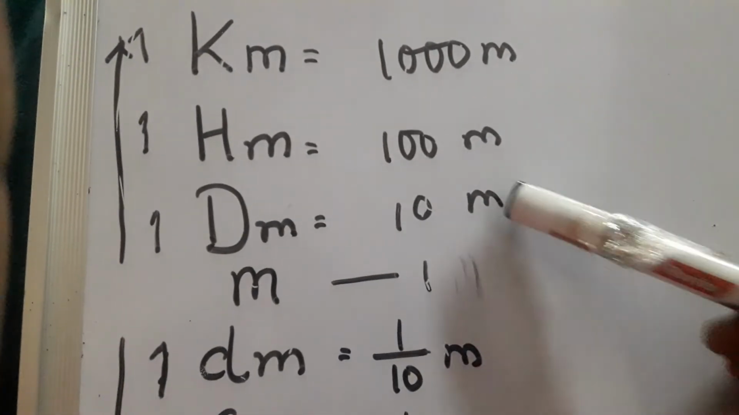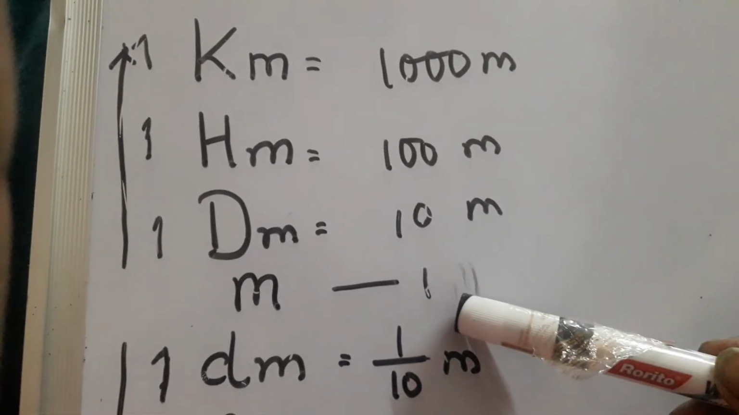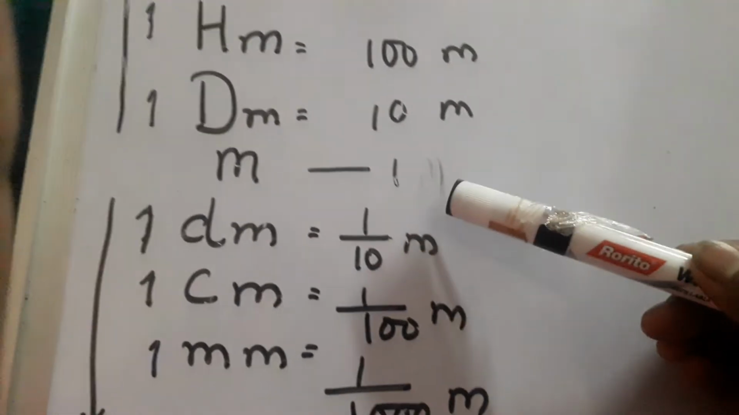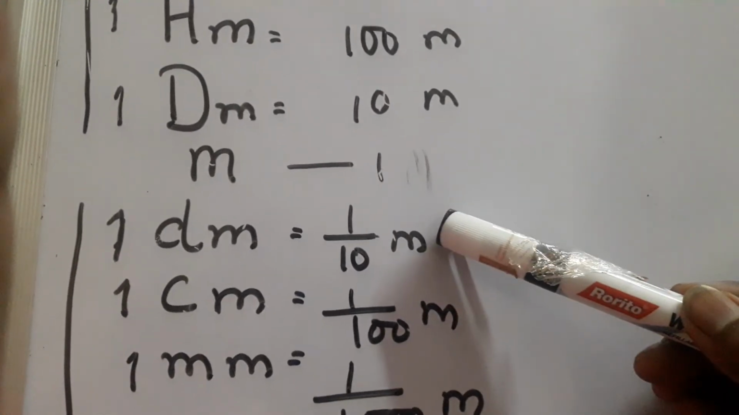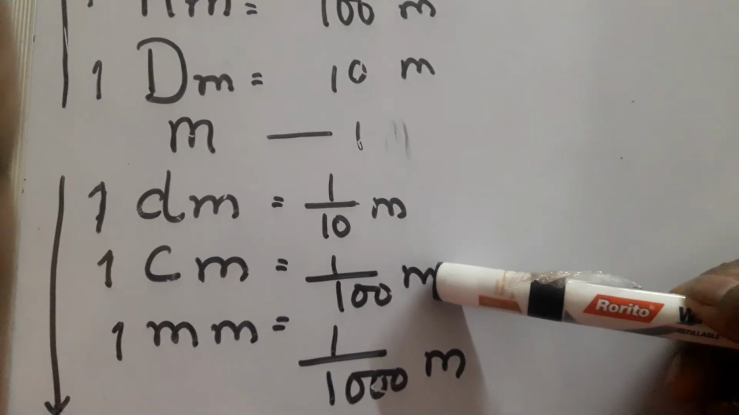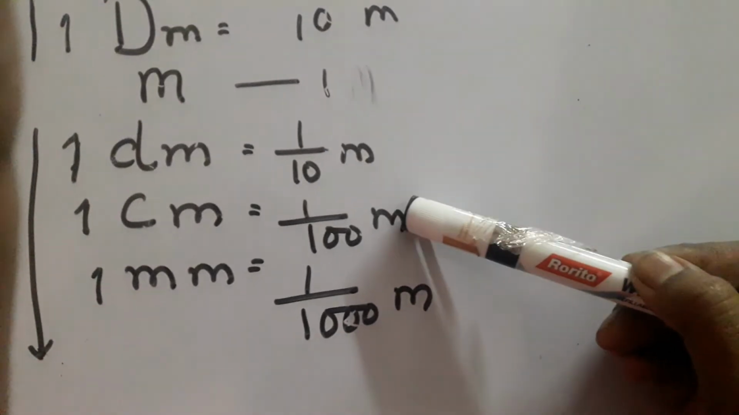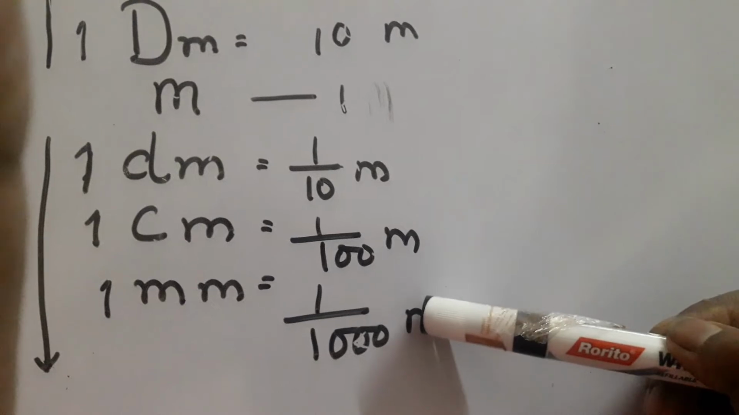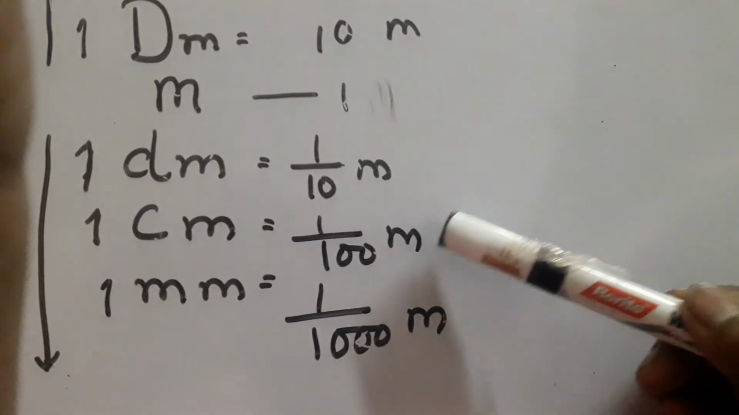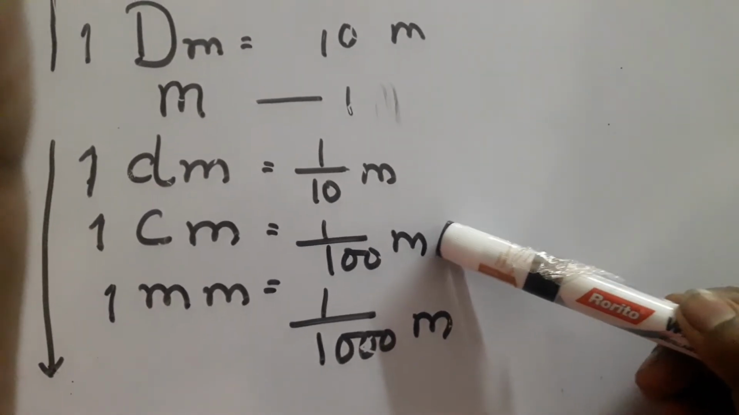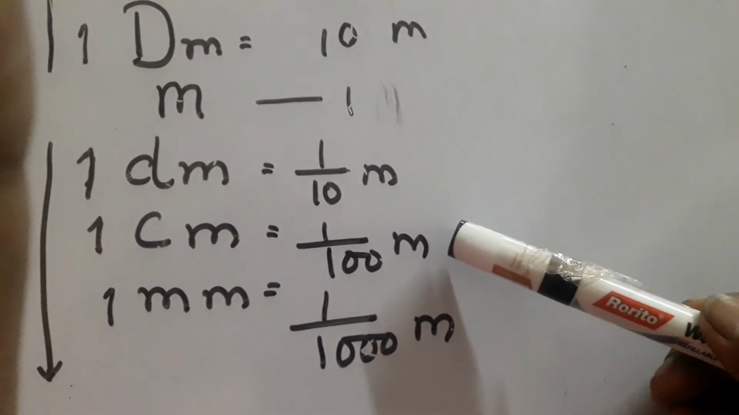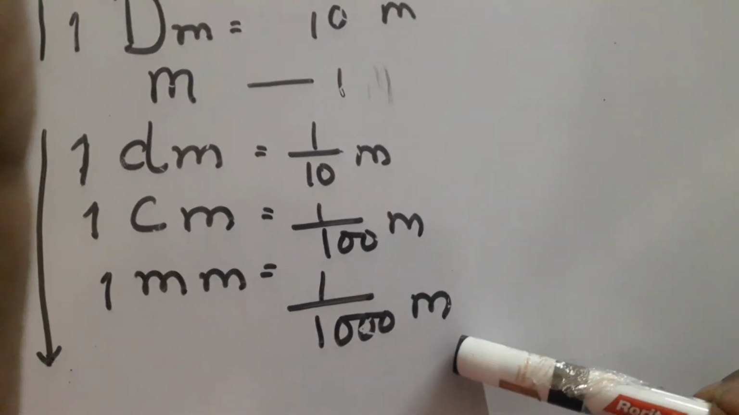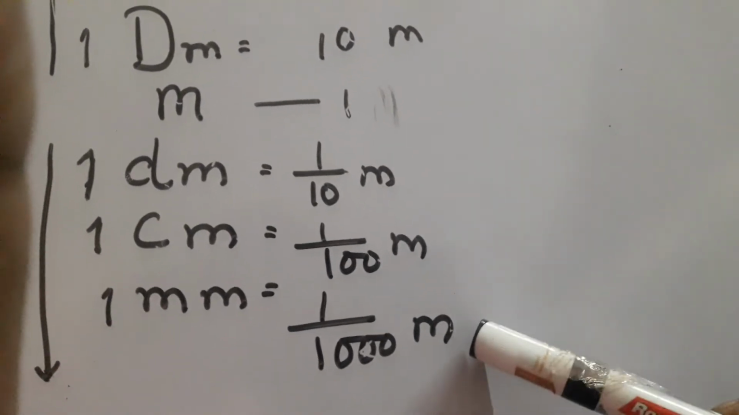Now comparison between decameter and meter. Decameter is bigger and meter is smaller. Between decimeter and centimeter, decimeter is bigger, centimeter is smaller. In another case, centimeter is bigger, millimeter is smaller. The unit which is written at the upper side is always a big unit, and the unit which is written at the lower side is always a small unit.